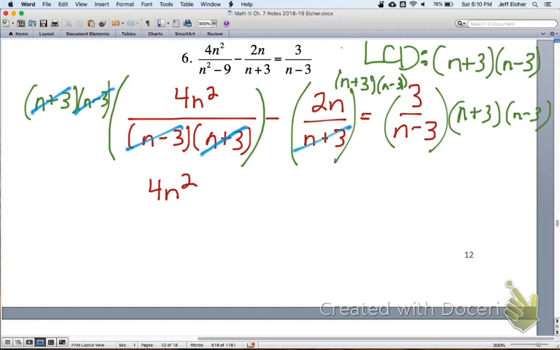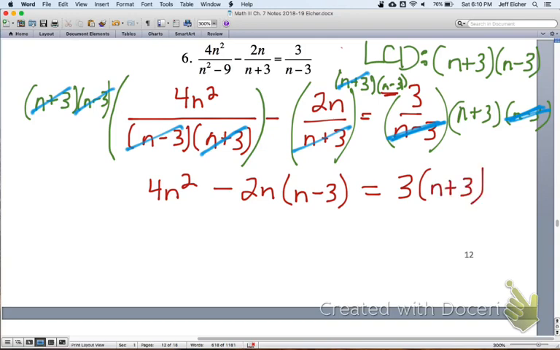The next one, this n plus 3 divides with this n plus 3, so we're left with minus 2 times the n minus 3 that we were left with right here. And then equals, the n minus 3 divides with this n minus 3. So we're left with equals 3 times n plus 3.